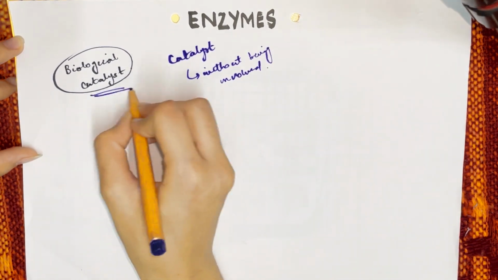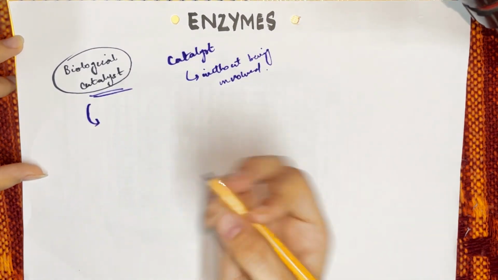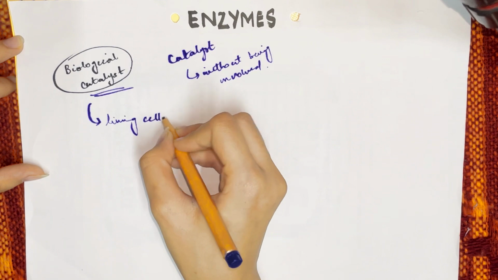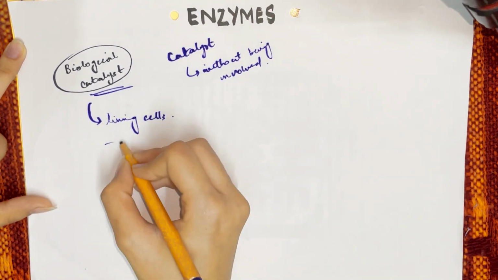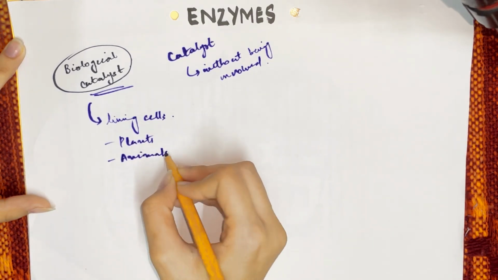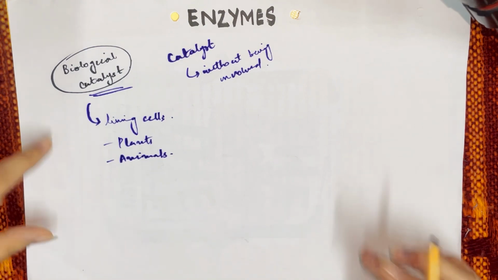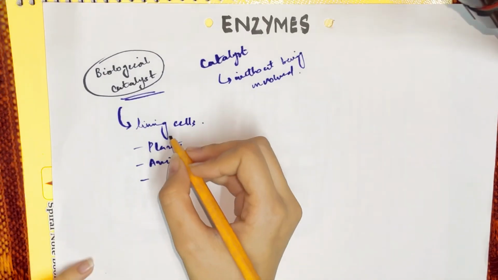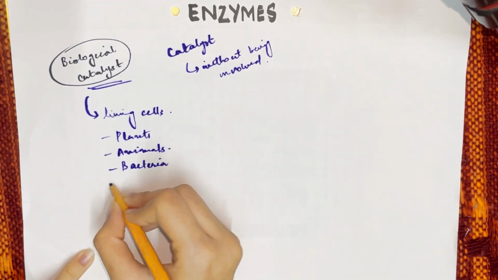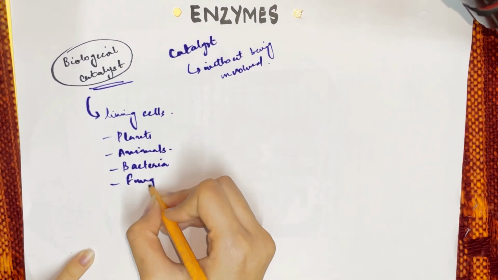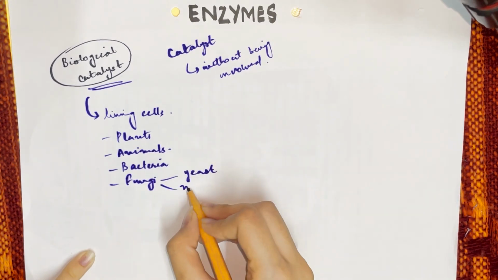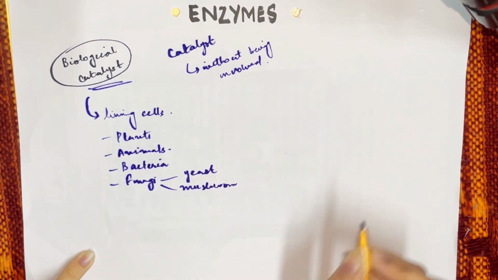How do we say that it is a biological catalyst? By biological catalyst, it means that it is present in all the living cells. And by living cells, I mean that it is present in certain plants, it is present in certain animals, let's say kangaroos, a bat, a cat, or any animal. Then in living cells, we include bacteria. We also include fungi that may be unicellular or multicellular. Let's say yeast, which is unicellular, or mushroom, which is multicellular.